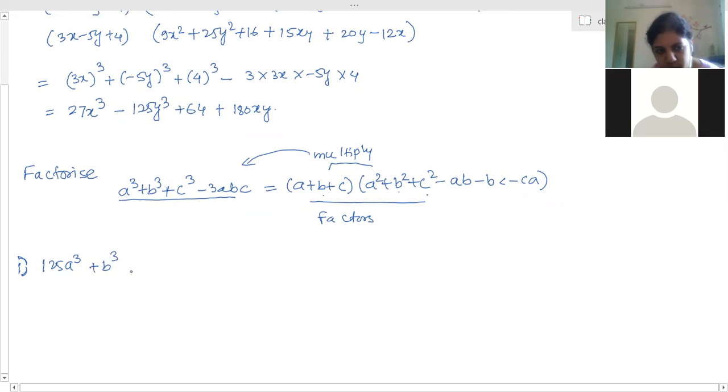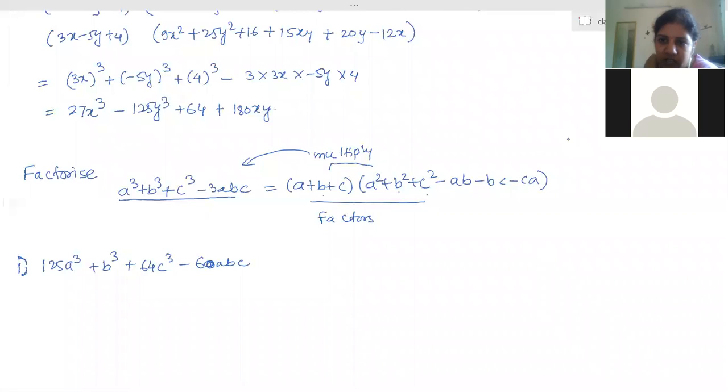125 a cube plus b cube plus 64 c cube minus 60 abc. Now it is in the form of three cubes. Wherever you see three cubic terms in the question, that means you are using the last identity. Is it clear? So whenever you see three cubic terms, you use the last identity.